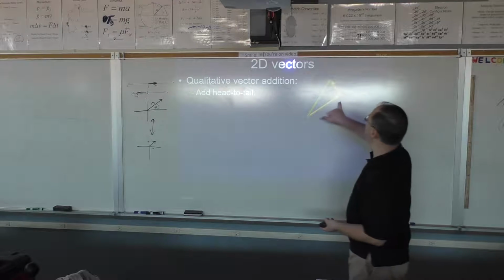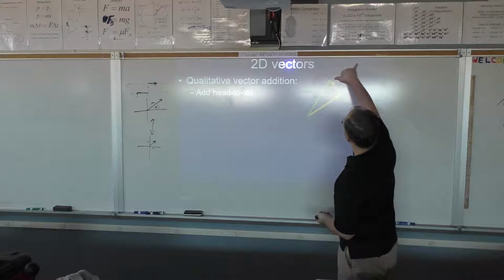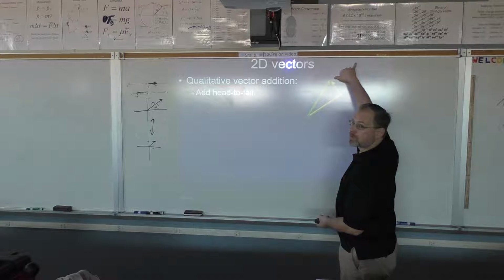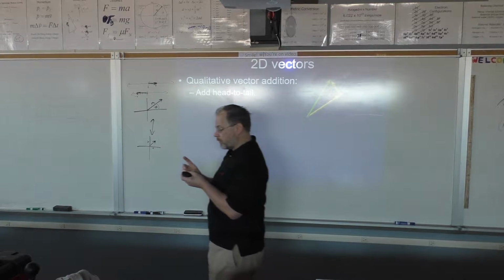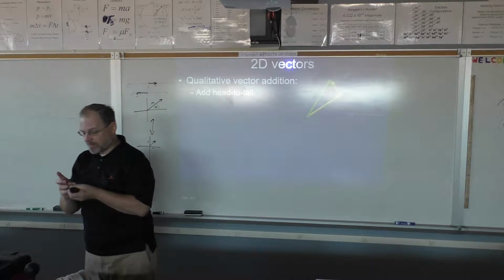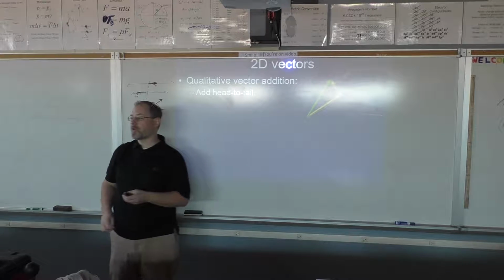In fact, imagine this vector translated up here. It's going to give you another green vector. It's just going to be somewhere else on the page. Does it matter that it's somewhere else on the page? No. Because, again, vectors only have two values. They have magnitude and direction. Where they are located doesn't matter.